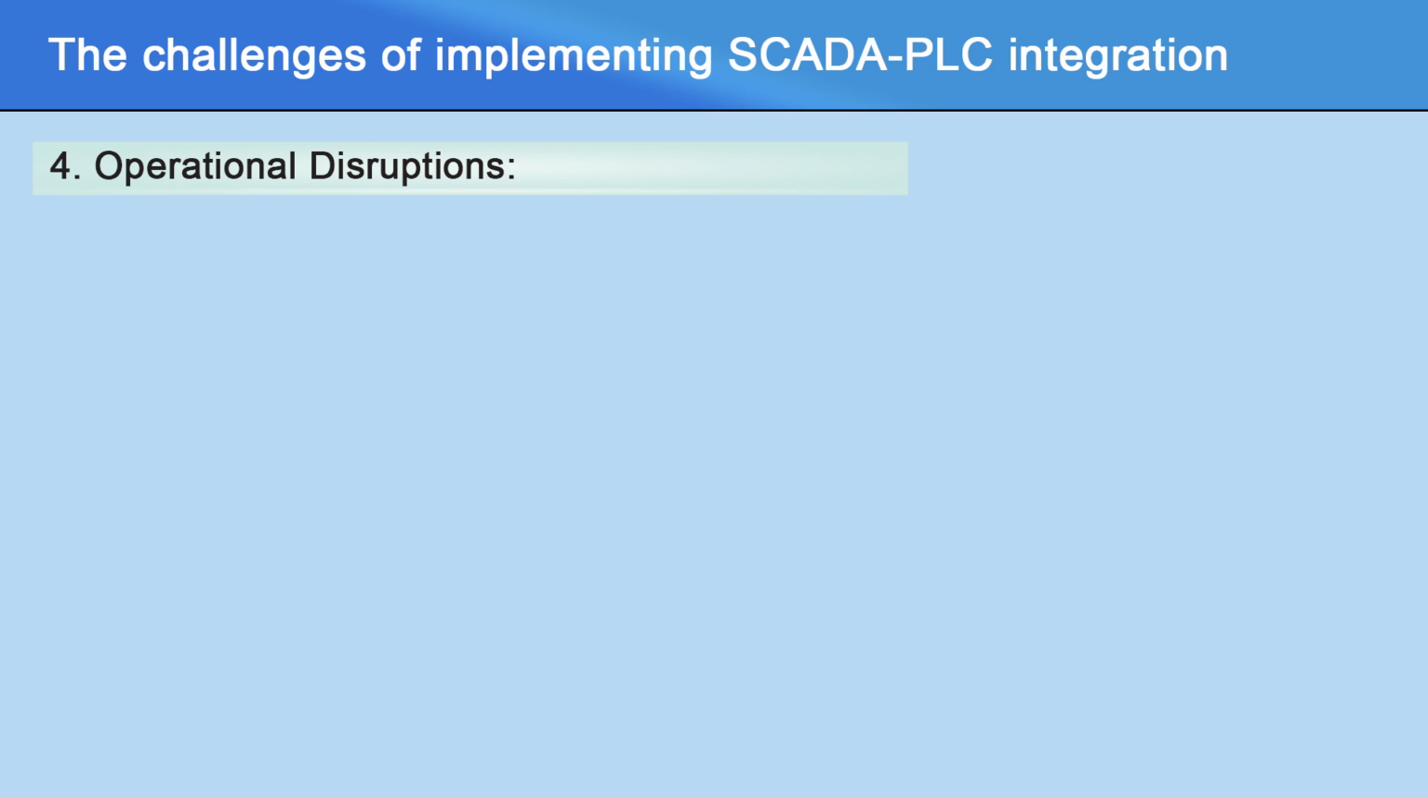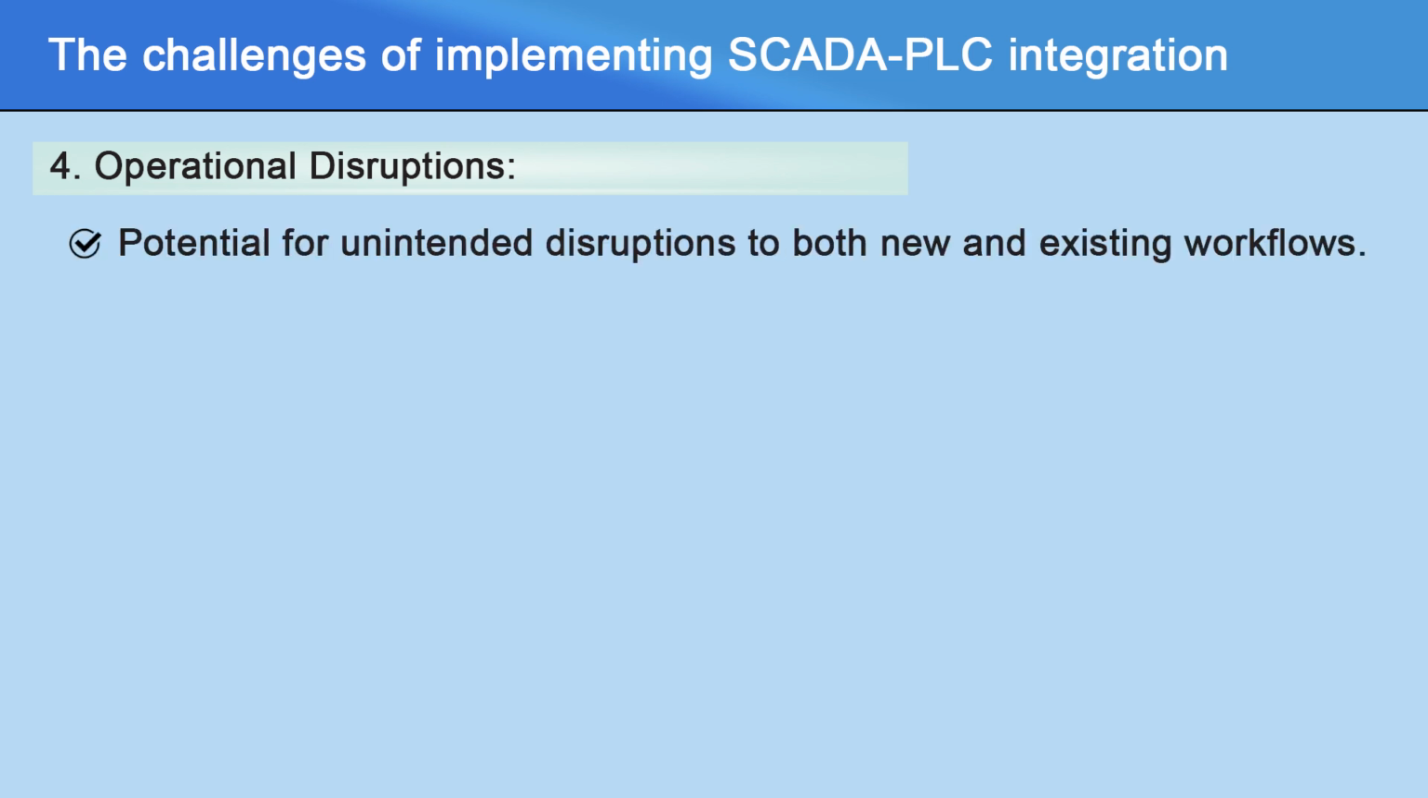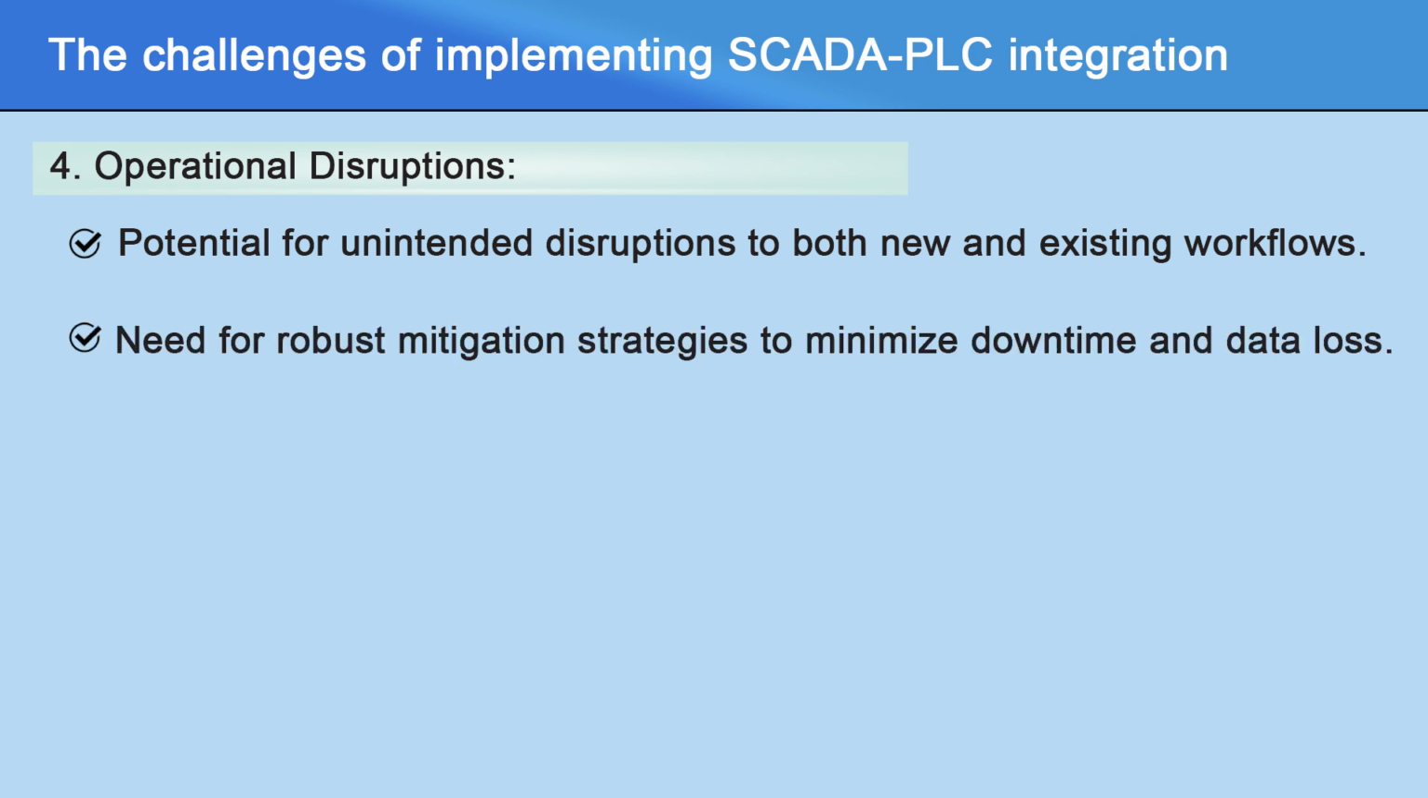Next major challenge is operational disruptions. There is a potential for unintended disruptions to both new and existing workflows. There is also a need for robust mitigation strategies to minimize the downtime and data loss.